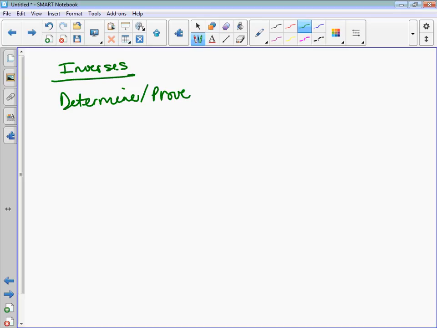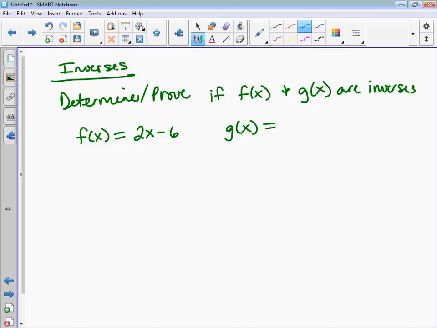What we are going to do is determine or prove that f of x and g of x are inverses. So, the way you do that. So you're given, let's see, f of x equals 2x minus 6. G of x equals 1/2 x plus 3. The only way you can prove that they're inverses is by doing composition of functions, which is what we just did. No domain issues to figure out with it, though. You just have to do the composition. What you need to look for, you have to find f of g of x, and we have to find g of f of x.